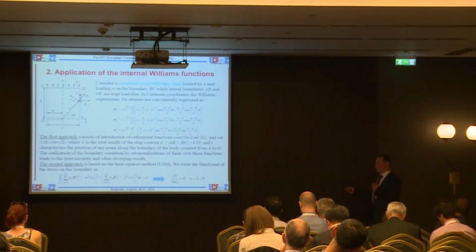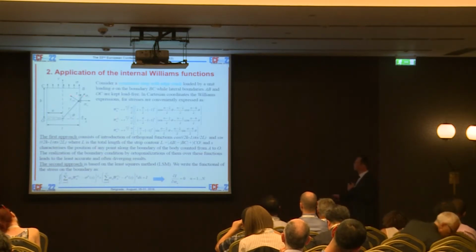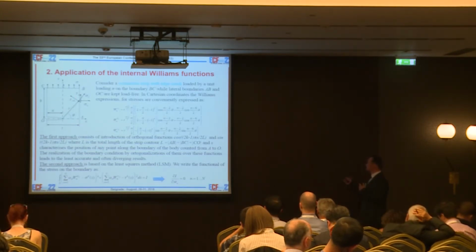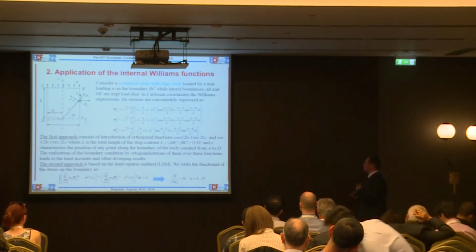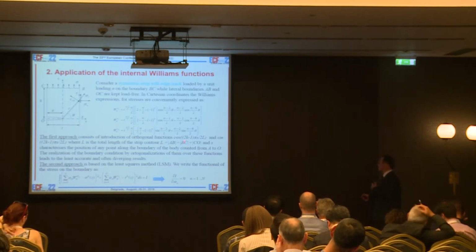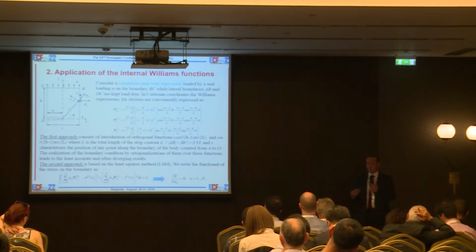And the second example is a well-known body of fracture mechanics. It's a symmetric strip with an edge crack. And in this case, we have used the Williams functions in a Cartesian system of coordinates. First of all, we have tried again to use the orthogonal functions like sine and cosine, but for this geometry they did not work well.